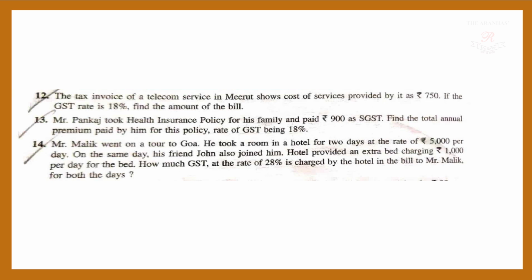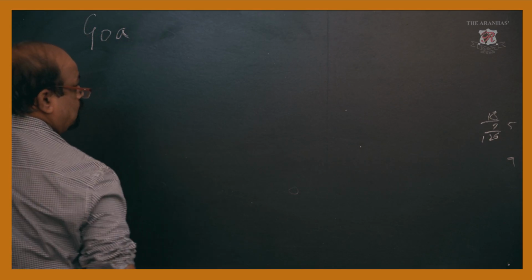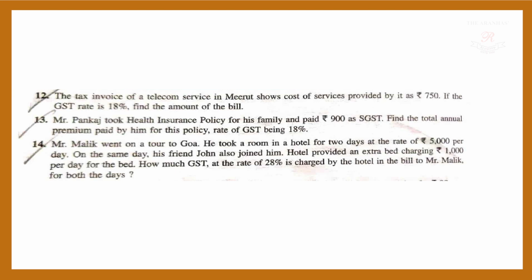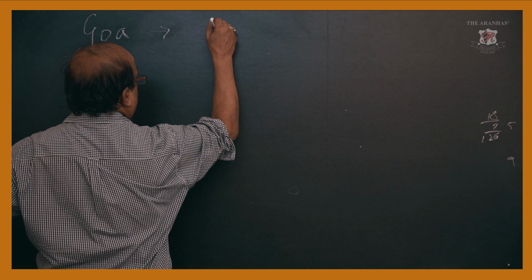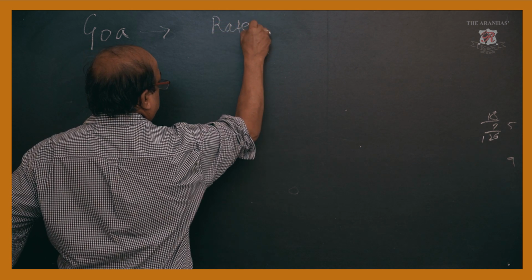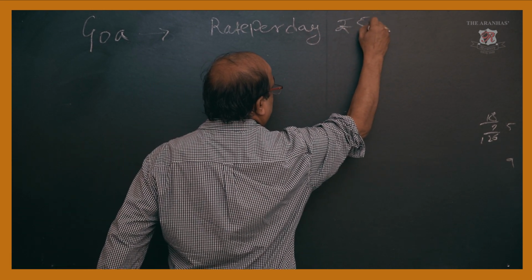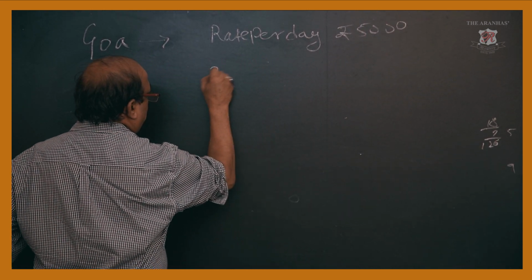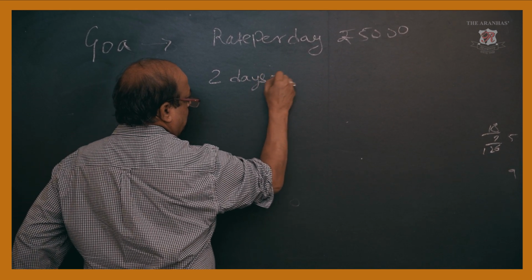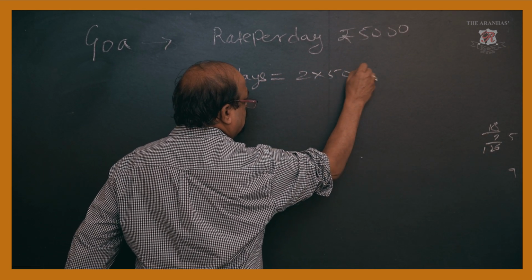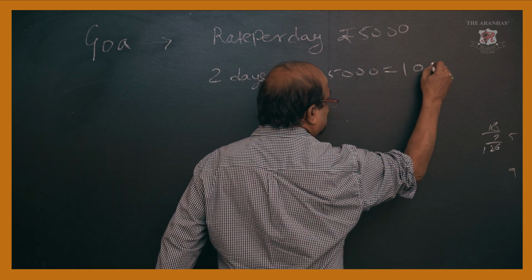Mr. Malik went on a tour to Goa. He took a room in a hotel for 2 days at the rate of rupees 5,000 per day. Now in Goa, the rate per day is rupees 5,000. So for 2 days it will be 2 into 5,000. That will be rupees 10,000.